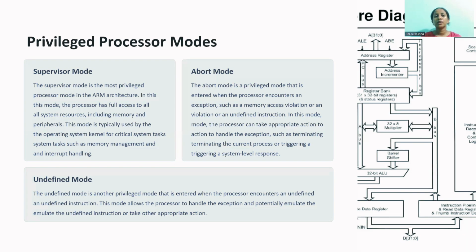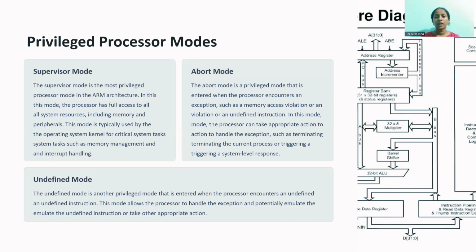Next is about the privileged processor mode. The first one is about the supervisor mode. The supervisor mode is the most privileged processor mode in ARM architecture. In this mode, the processor has full access to all the system resources, including memory and peripherals. This mode is typically used by the operating system kernel for critical system tasks such as memory management and interrupt handling.